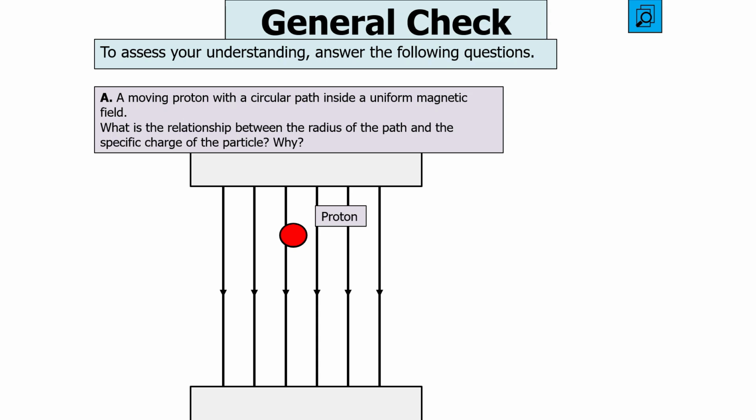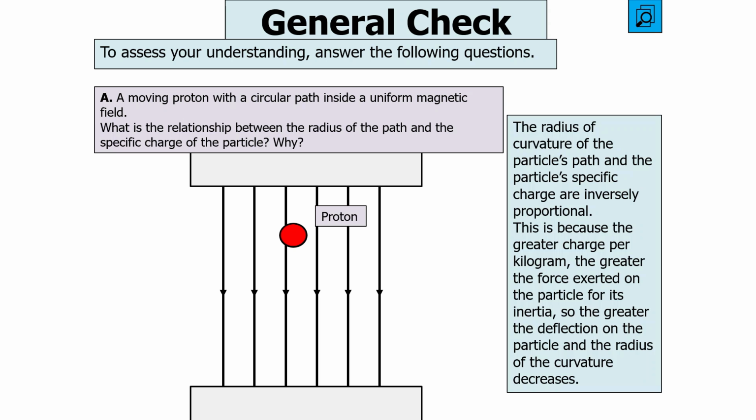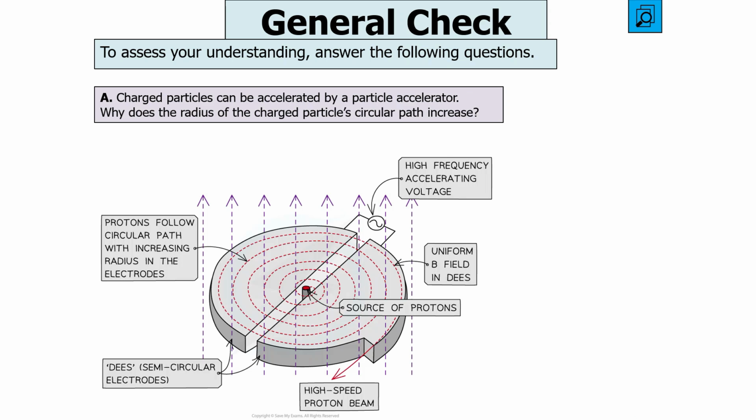What is the relationship between the radius of the path and the specific charge of the particle, and why? The radius of curvature of the particle's path and the particle's specific charge are inversely proportional. This is because the greater the charge per kilogram, the greater the force exerted on the particle for its inertia. So the greater the deflection on the particle, and therefore the radius of the curvature will decrease.